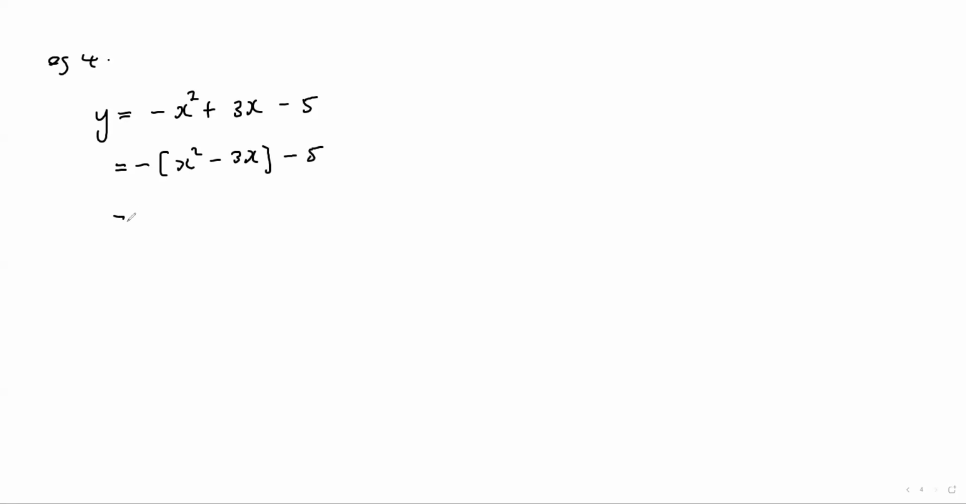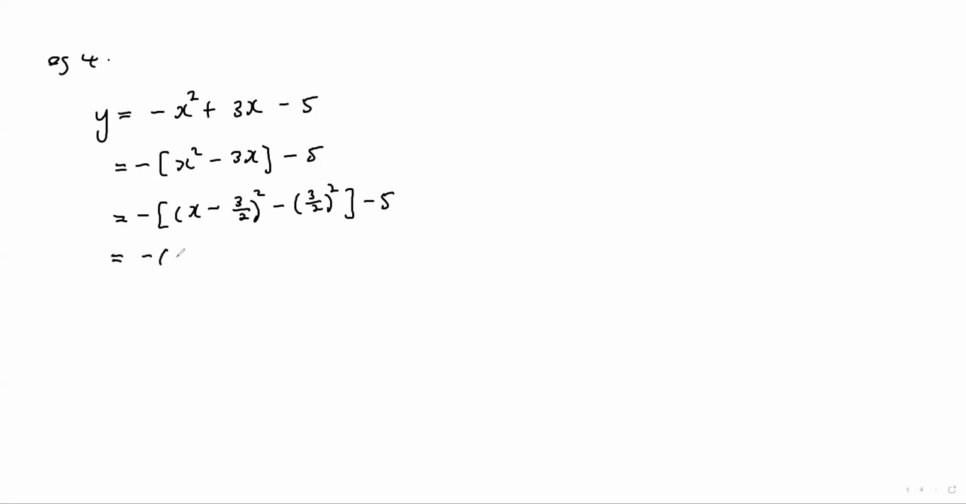Let's complete the square based on this. This will be x. This is a minus, so this will also be a minus. And then we're going to take half of this value, which is 3 over 2. Square it, minus the square of this value as usual. Close the bracket. The minus 5, we see a minus 5 here, so we're going to minus 5 as well.